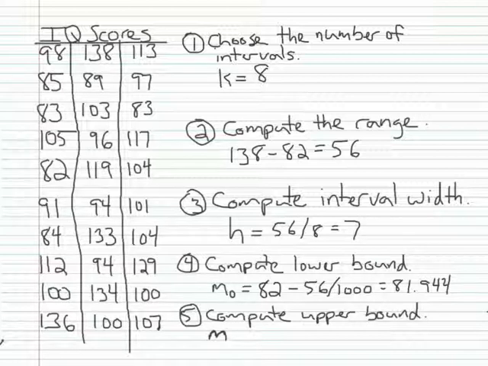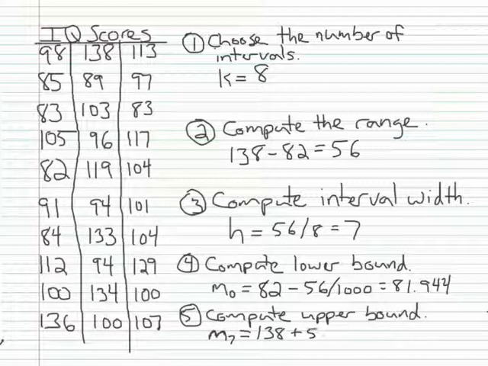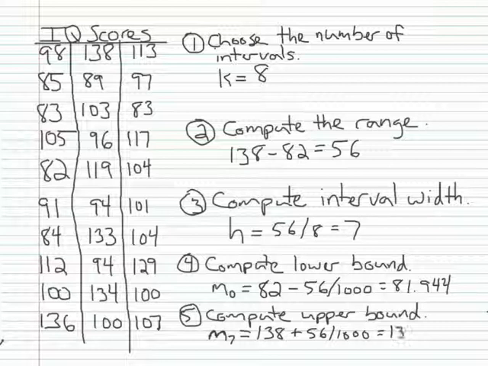Next, I need to compute the upper bound. So this is going to be actually the upper bound of my highest interval. So this is going to be the upper bound for M7. And I'm calling this M7 because I'm numbering my intervals beginning at 0. So my 8 intervals are going to be 0, 1, 2, 3, 4, 5, 6, and 7. So M7, that is going to be the highest score, which is 138, plus 56 divided by 1,000. And that's going to equal 138.056. And again, the only purpose for adding that small number, that 56 divided by 1,000, is to make sure that my highest number is actually counted in an interval.